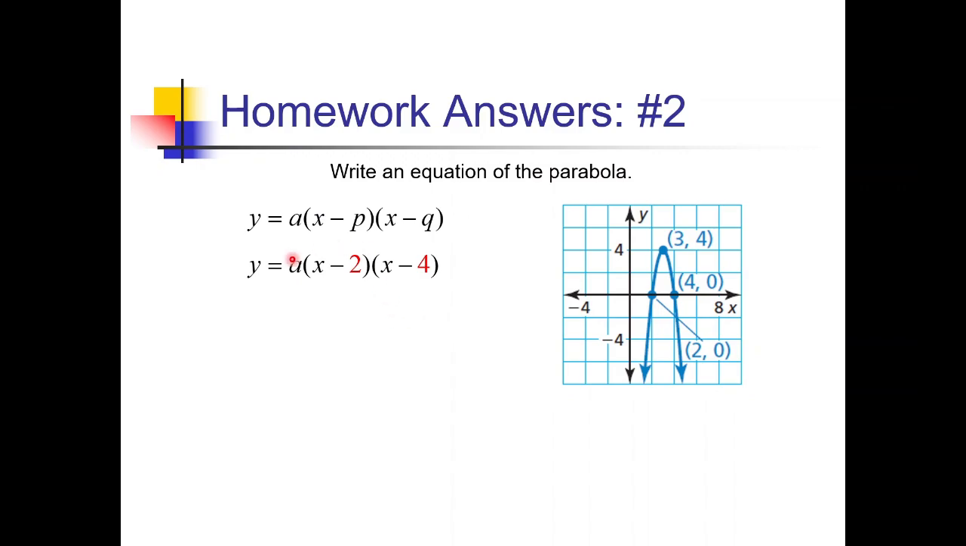Next up, let me find the a value by plugging in this 3 comma 4 point, which I'm pretty sure is the vertex, but I'll plug that in for x and y. So we've got 4 equals a times 3 minus 2, 3 minus 4. 3 minus 2 is 1, 3 minus 4 is negative 1, so this is negative a equals 4. So a equals negative 4. Plugging that all back in, we can write y equals negative 4, parentheses x minus 2, x minus 4.